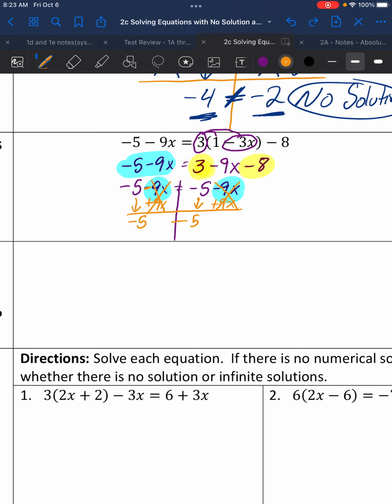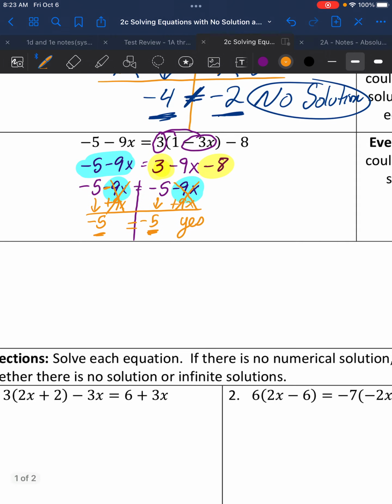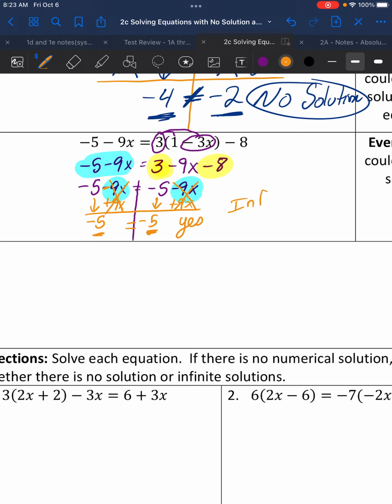And now we look at the result, what we have. Does negative 5 equal negative 5? Yes, it does. It always does. So in this case, we'll call it infinite solutions, meaning you can put any number you want in for x in the original problem, the start, any number you want in for x, and it'll always work.